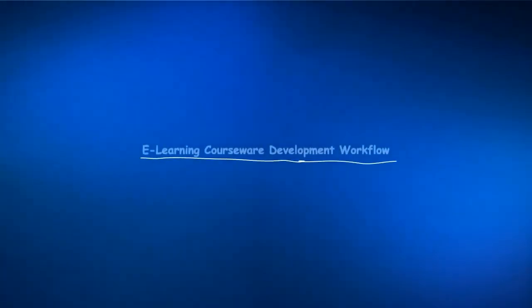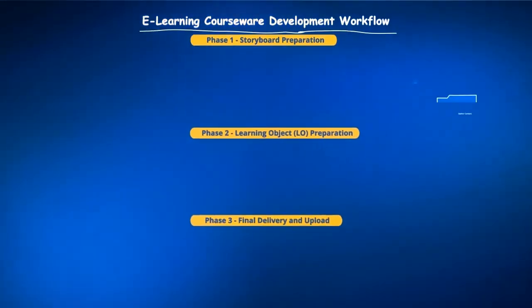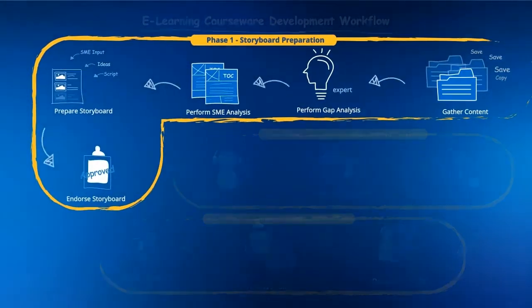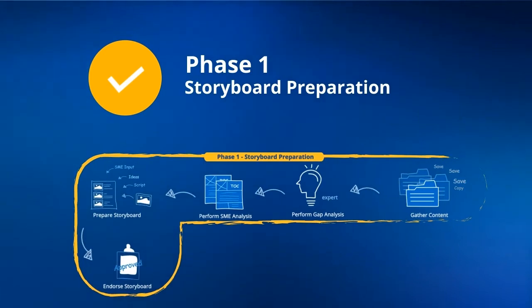How do we get things done at Appstronic? Only 3 phases in our workflow. Phase 1, storyboard preparation.